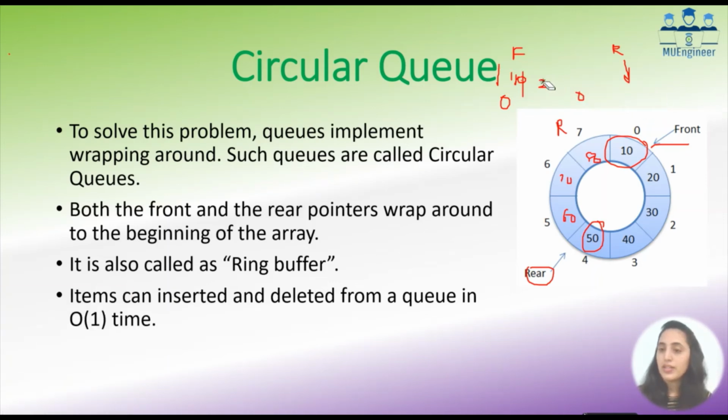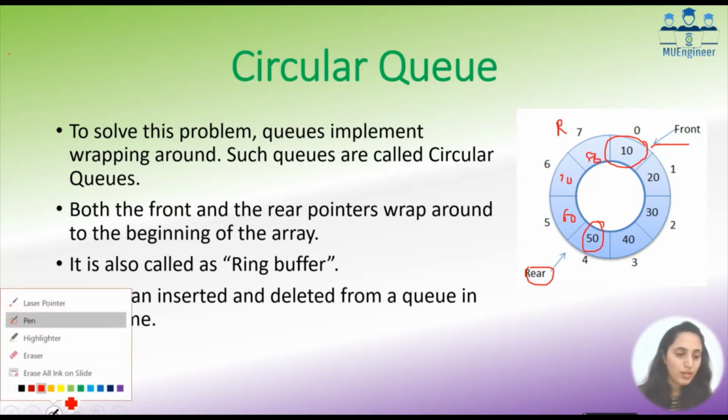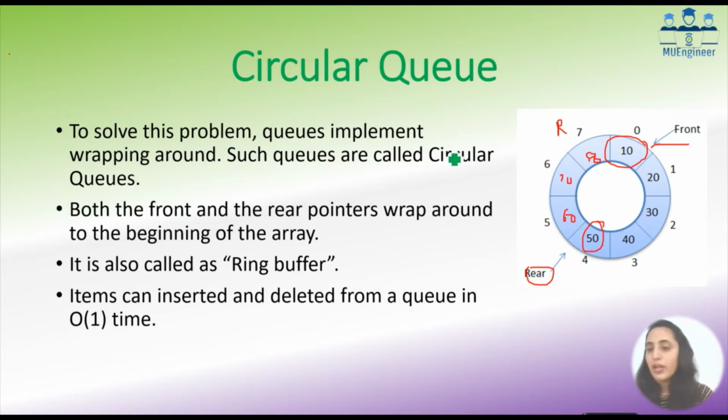So we can see here, currently my rear is pointing to 7. Okay, so you can see this. Now my front is at 0 and rear is at 7 and my queue is completely full. Yes, I cannot do any insert operation now. But suppose I perform a delete operation. So 10 is deleted and 20 is also deleted.